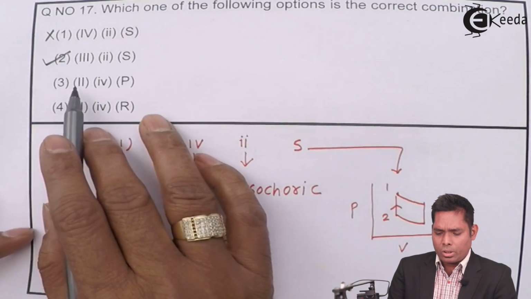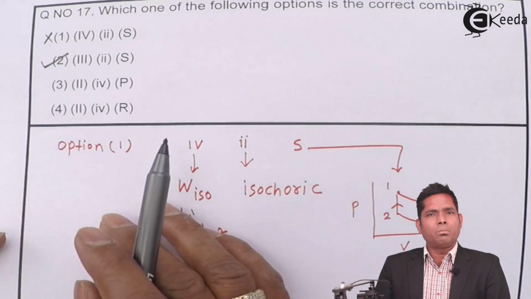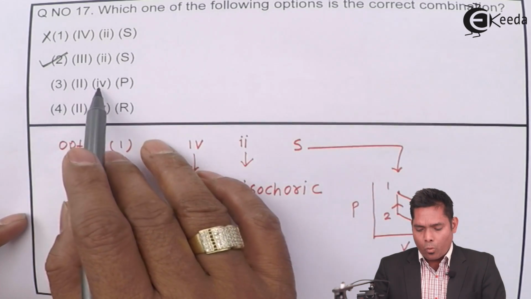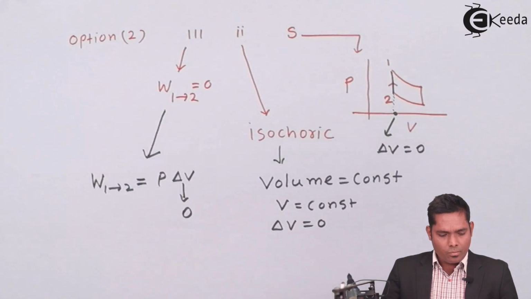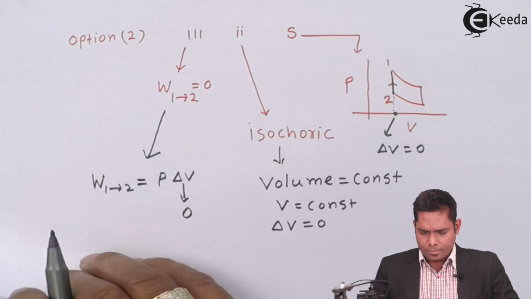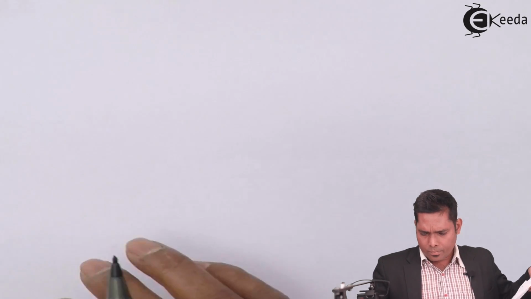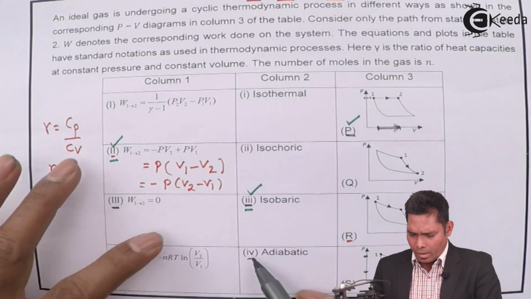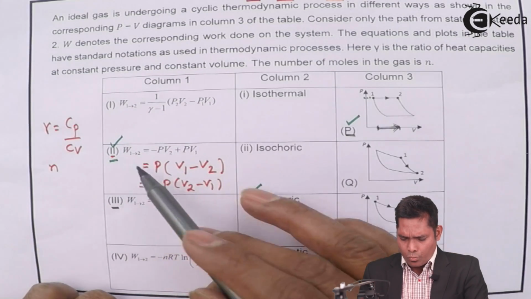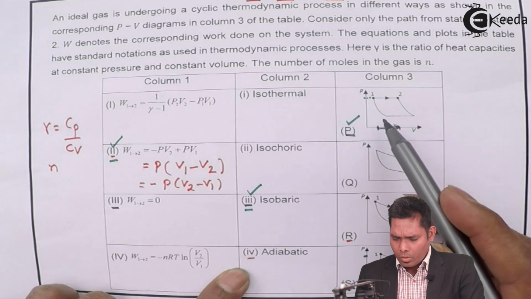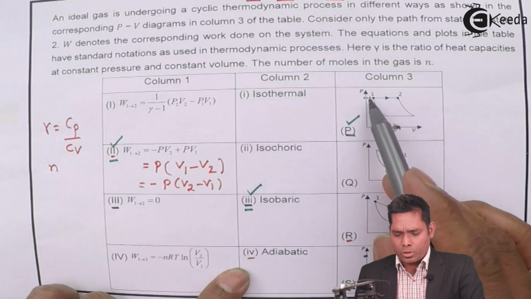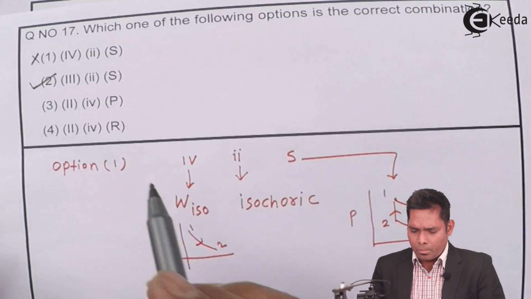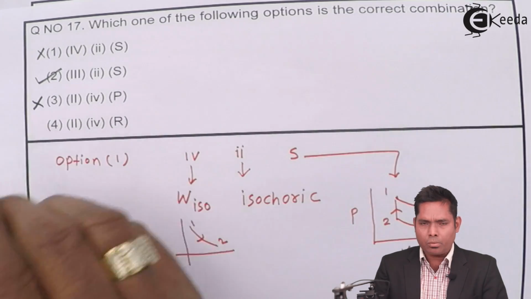Let us also see options number 3 and 4 to check whether they are correct combinations, because more than one option might be correct. Option number 3 is 2, 4 and P. First let us match this one. This process is an isobaric process, but here it is given as adiabatic process, so this option is not right. Because columns 2 and 3 do not match, we should not proceed further. This is wrong.